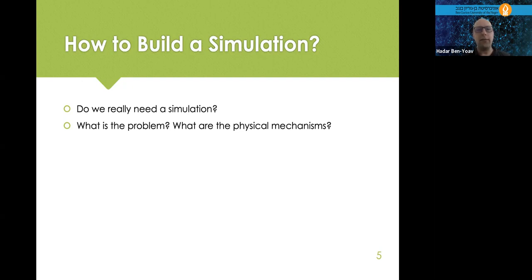And then we need to ask ourselves, okay, so we came to the conclusion that we need a simulation. Now, what is the problem? What are the physical mechanisms?